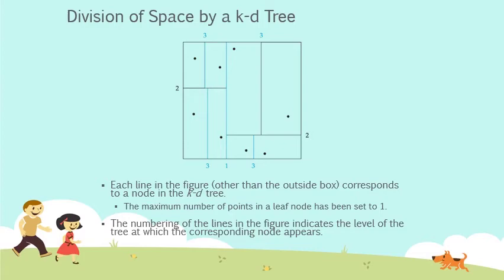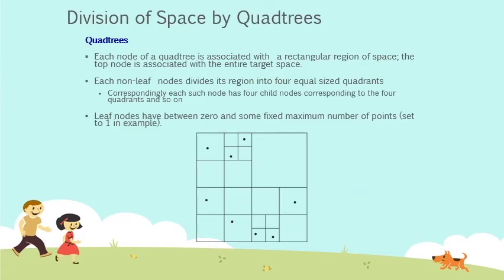The KDB tree extends the KD tree to allow multiple child nodes for each internal node, just as a B tree extends a binary tree to reduce the height of the tree. KDB trees are better suited for secondary storage than KD trees. Next, let's see quad trees.